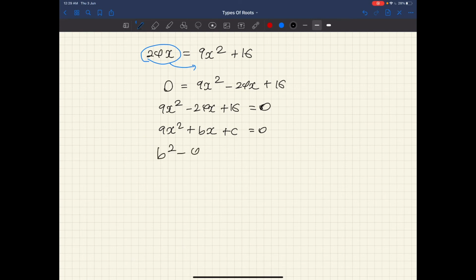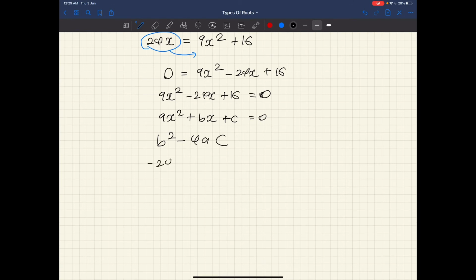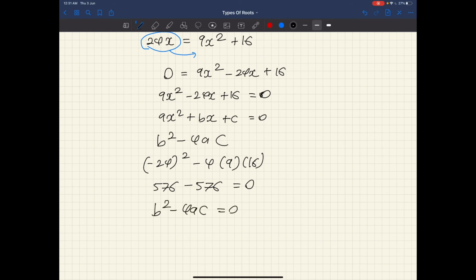Now I can apply my b squared negative 4ac. My b is negative 24 squared, negative 4, and my a is 9, and my c is 16. Solve this. Negative 24 squared is 576, negative times negative will be positive, and 4 times 9 times 16 will be 576 as well, and 576 minus 576, you get 0. In this case, my b squared negative 4ac equal to 0.